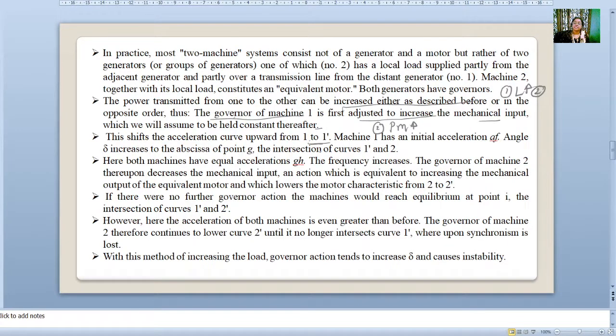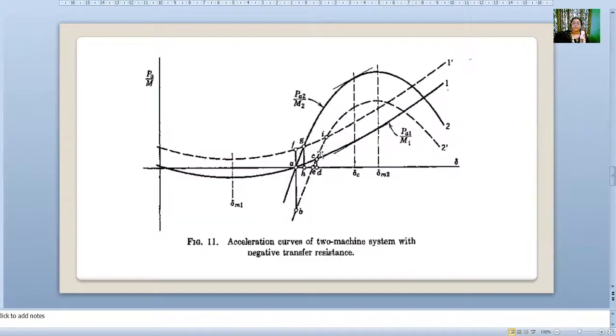Okay, I will first explain, then I will revise it by reading. So now here this is our second case, where mechanical input of machine 1 is increased and then it is constant. So mechanical input of machine 1 is increased, so here it shifts from 1 to 1 dash. As it shifts from 1 to 1 dash, initially the stable equilibrium point is A, the intersection of 2 and 1.